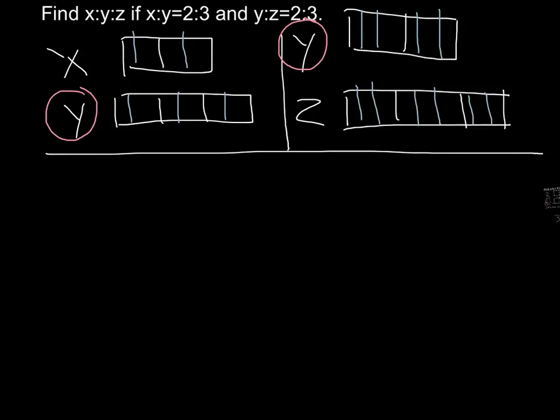And this is the point where it gets as easy as counting the units. So X actually has 4 units now. Y has 6 units in both places, and then I'll compare that to Z, and Z has 9 units. And so if X to Y is 2 to 3 and Y to Z is 2 to 3, then X to Y to Z has to be 4 to 6 to 9.